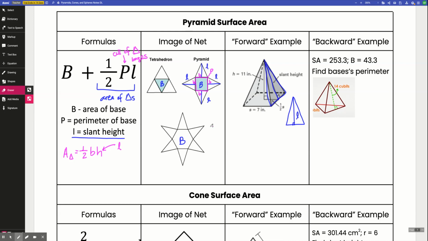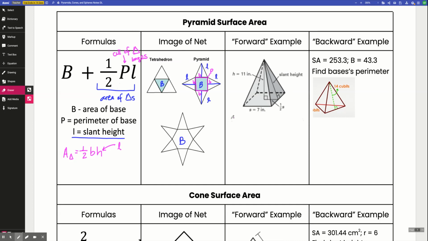Okay, all right, so let's go ahead and I'm going to do a forwards example where I actually want to find the surface area here. And then I'm also going to do a backwards example for you. Okay, so here in my forwards example, I'm going to use my formula over here.